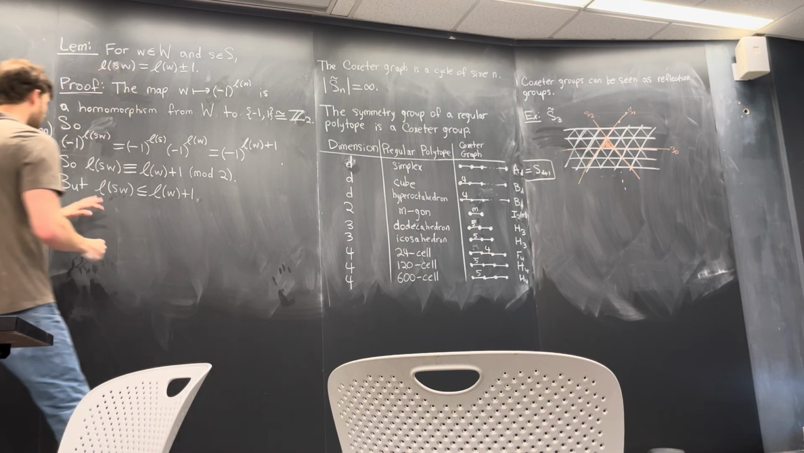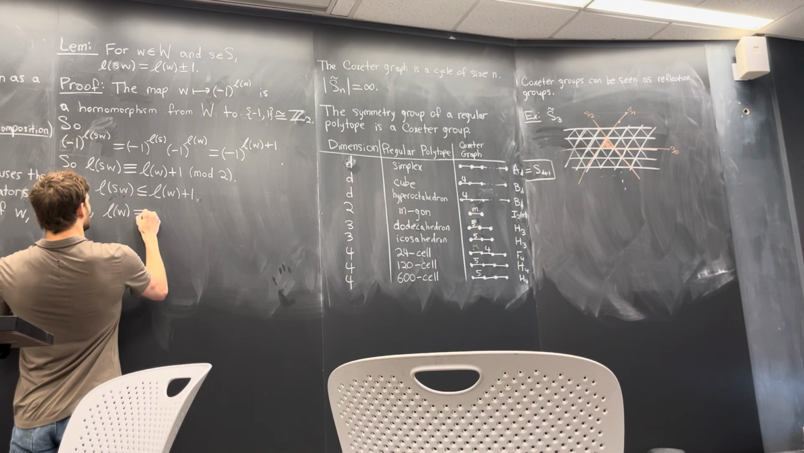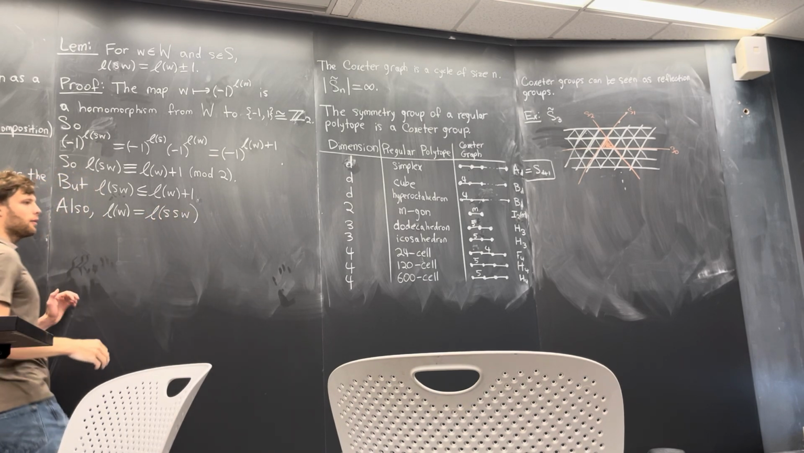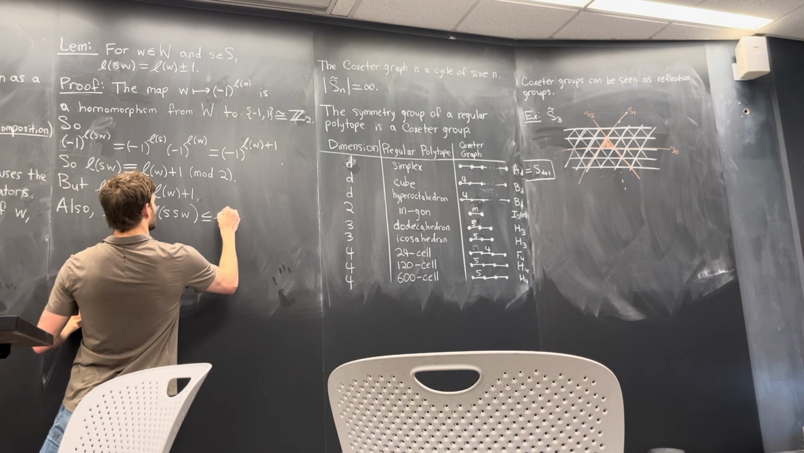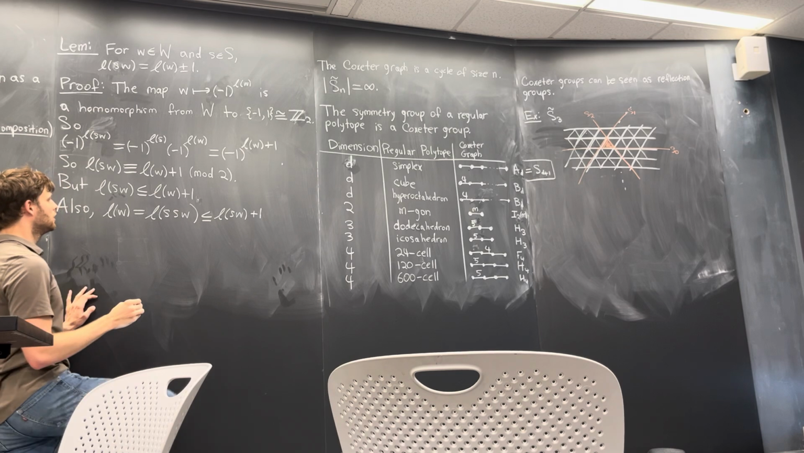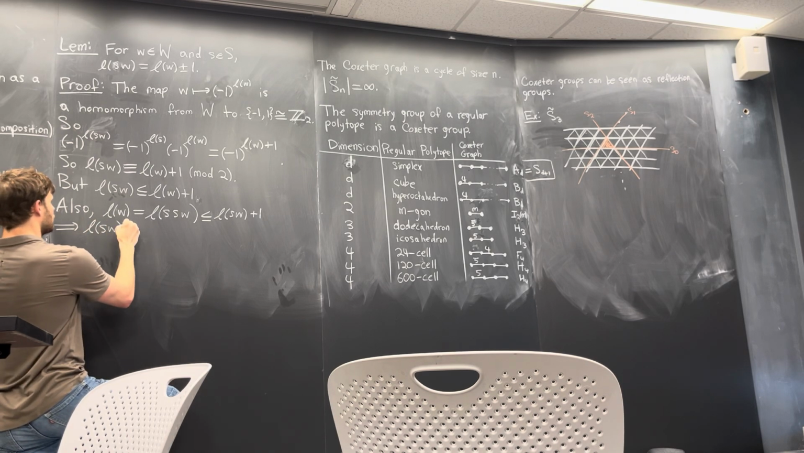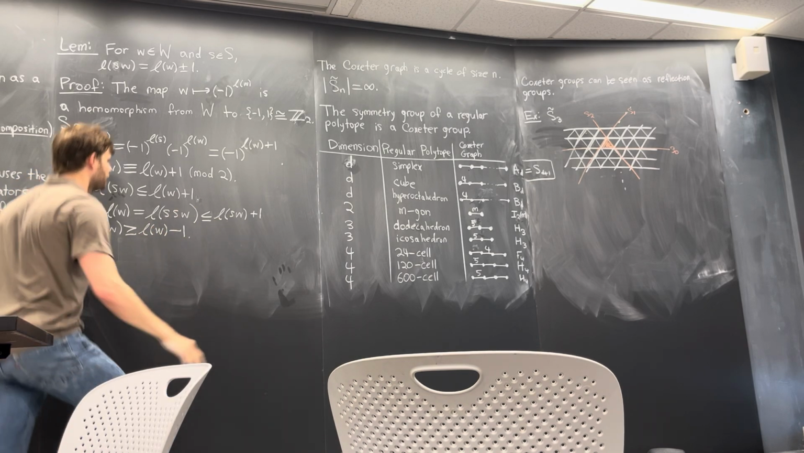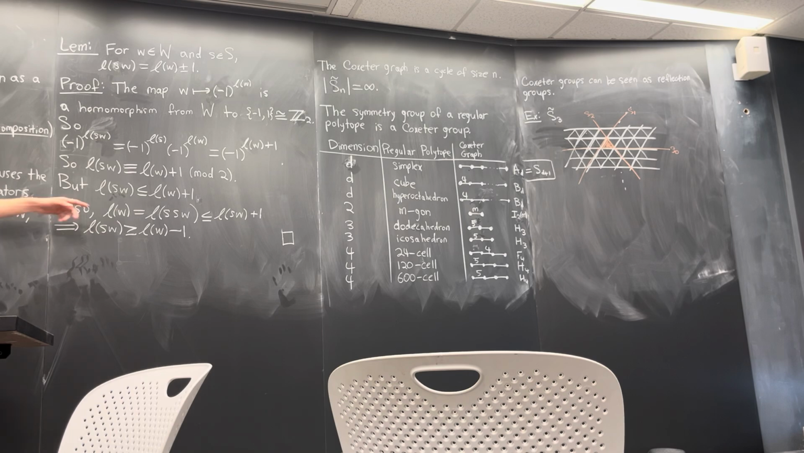But then also, by a similar argument, the length of W is the same as the length of S times SW, because S times S is just the identity. And then if I apply this argument with W replaced by SW, this is at most the length of SW plus 1. And so that means that the length of SW is greater than or equal to the length of W minus 1. So we've shown that the length of SW is between the length of W minus 1 and the length of W plus 1, and it has the same parity as the length of W plus 1, so it has to be one of these two. Okay?